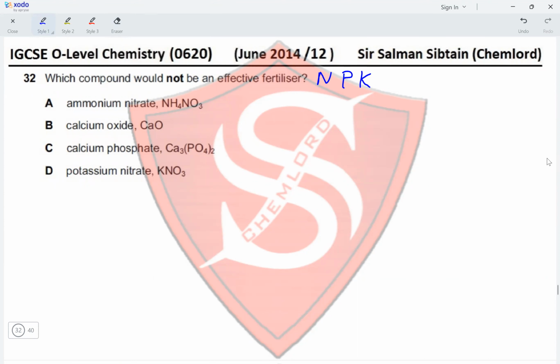So options are ammonium nitrate. This contains nitrogen. Calcium oxide contains neither. So this is not an effective fertilizer. Calcium phosphate contains phosphorus and potassium nitrate contains potassium. So this makes option B the correct option for this question.